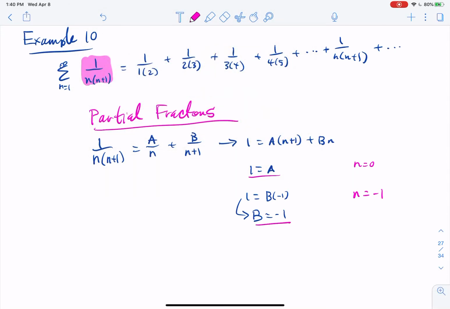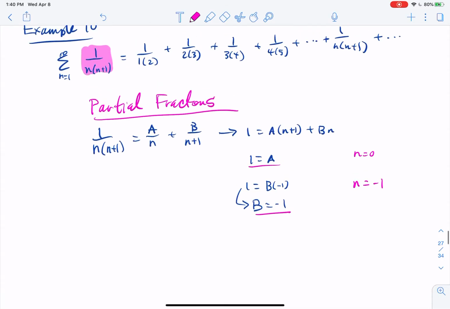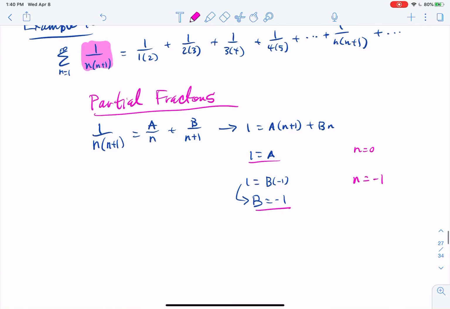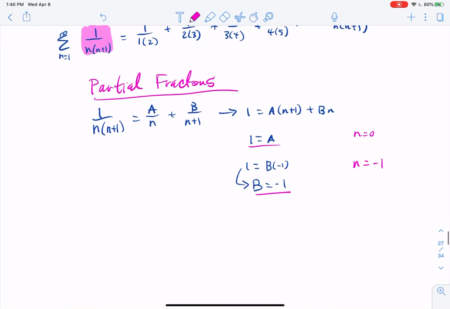Okay, so now I'm going to rewrite some stuff here. I'm going to rewrite this summation, the original summation that we had, using these partial fractions instead.